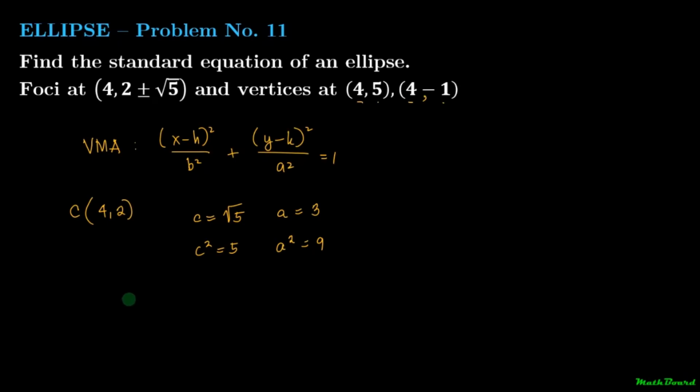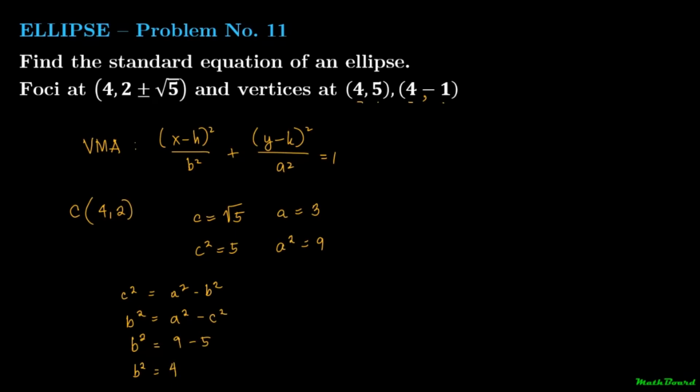Since we need the value of b squared, we have to use this formula again. c squared equals a squared minus b squared. But we are looking for b squared. We transpose b squared to the left, so it becomes positive. Then we have a squared minus c squared. Okay? Substitution. Our a squared is 9, c squared is 5. Then 9 minus 5, 4.